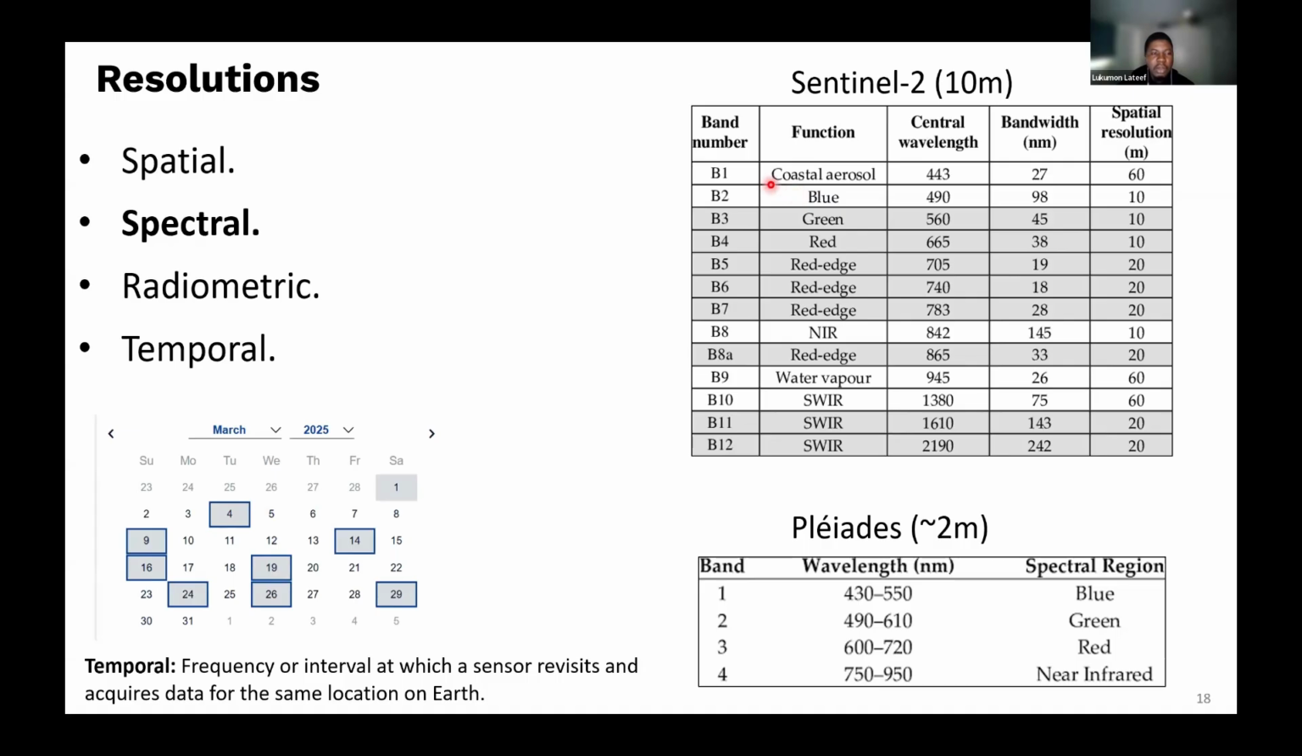For example, if you look at this calendar of satellite acquisitions over the same study area, let's say you have an image on the 4th of March. The next image is on the 9th of March. So that is a 5-day interval for the same place. That's the temporal resolution of this particular sensor, which is 5 days, like Sentinel-1 A and B.